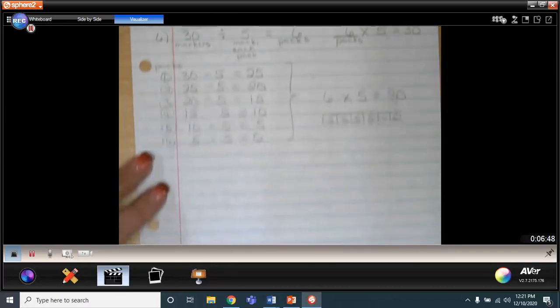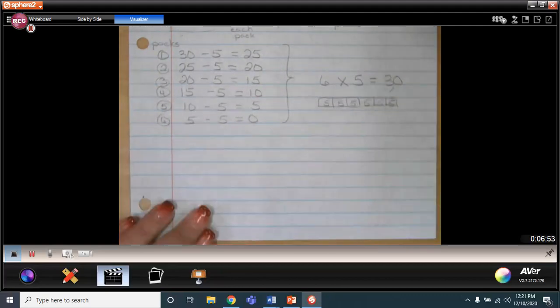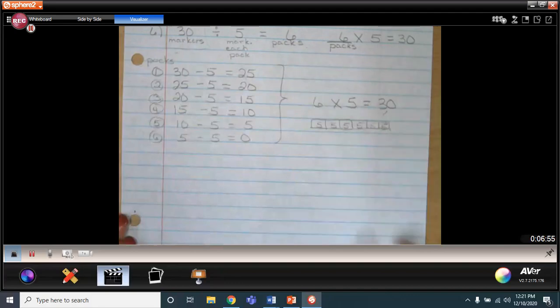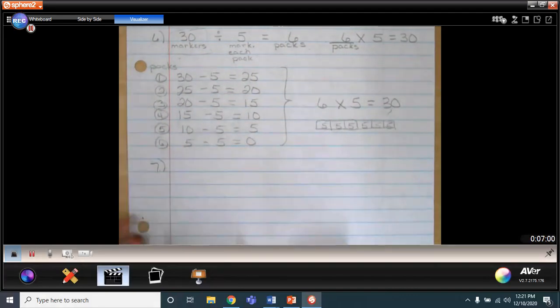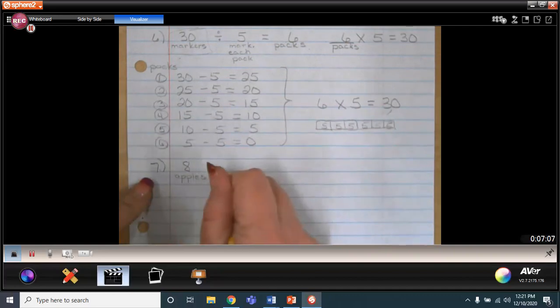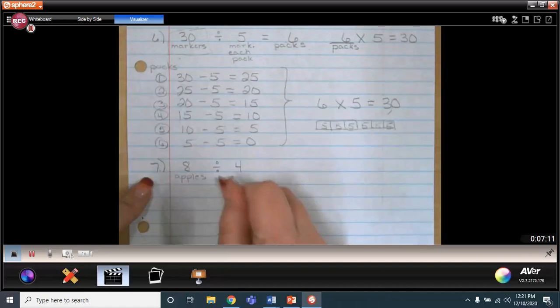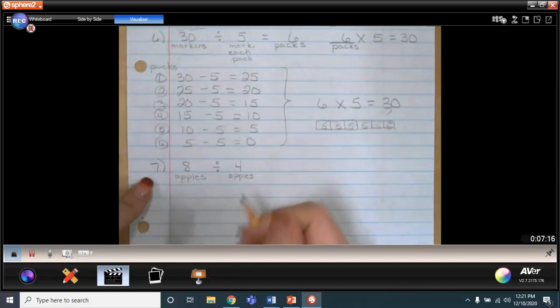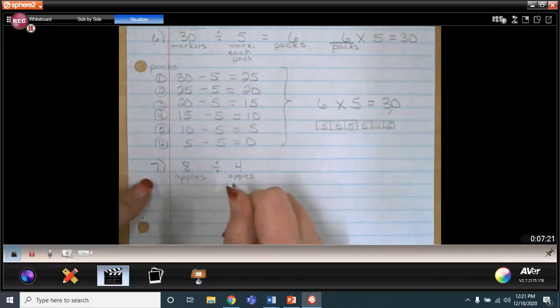Okay, now let's take a look at number 7. I'm just going to leave number 6 showing just a little bit. Number 7, I'm going to skip a line here. It's saying that we have 8 apples. Those are the total apples. We're going to put 4 apples in a bag. So 4 apples each bag. Probably going to ask how many bags there are. Yep. How many bags are you going to use? So 4 apples in each bag.